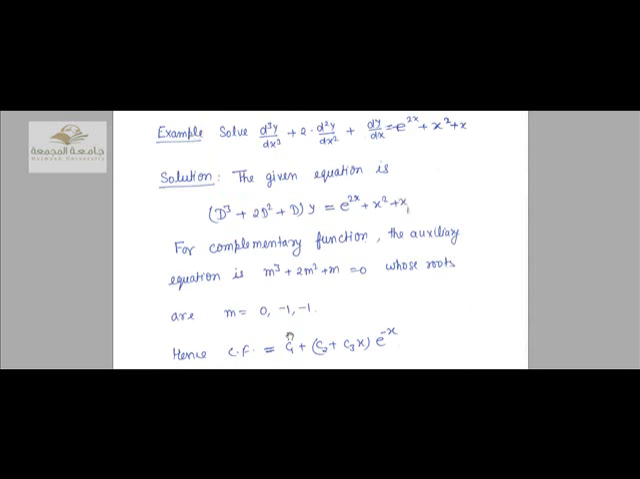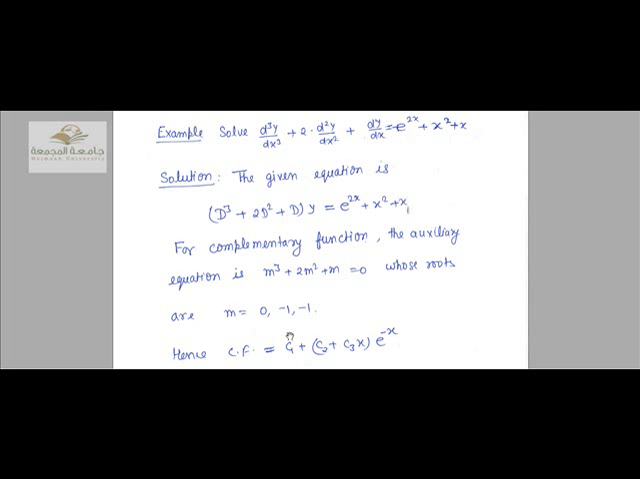Another problem: d³y/dx³ + 2 d²y/dx² + dy/dx = e^(2x) + x² + x. The given equation is (D³ + 2D² + D)y = e^(2x) + x² + x.